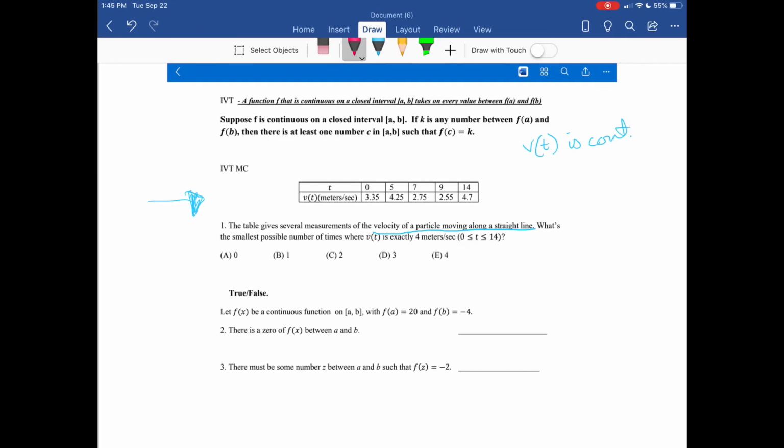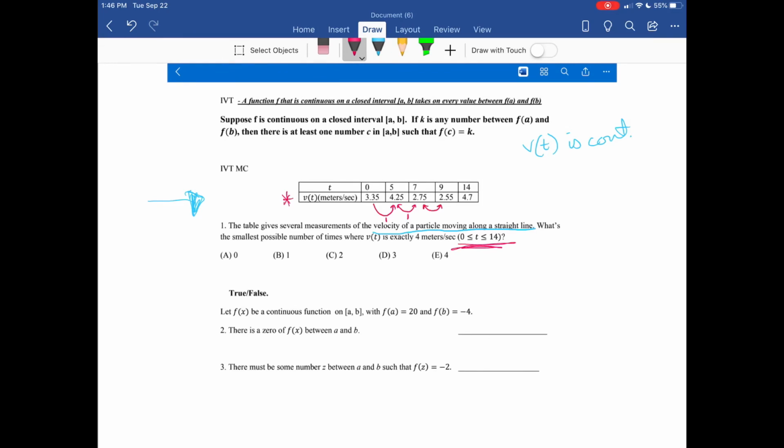At any rate, we're saying over that closed interval from 0 to 14, how many times is v of t exactly 4? Well, let's look at those y values right here. We start at 3.35, and it's continuous, and then at t equals 5, it's 4.25. Would you agree with me that it must cross 4 over that interval? Yes. Now let's look from 5 to 7. It went from 4.25 down to 2.75. Must it be 4 at some point during that interval? Yes, because it started at 4.25, so it had to go back to 4 to get to the smaller ones.